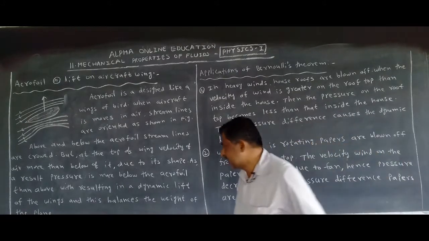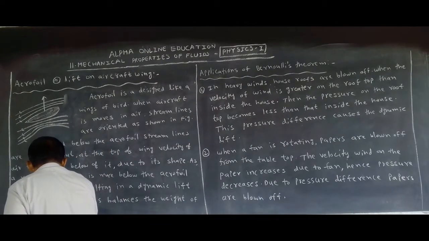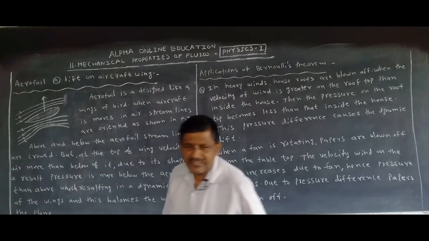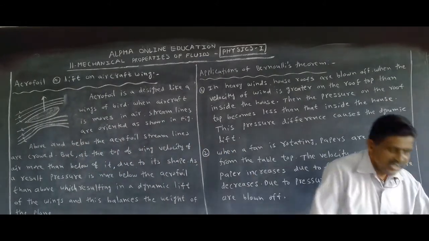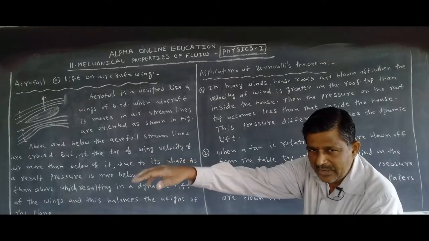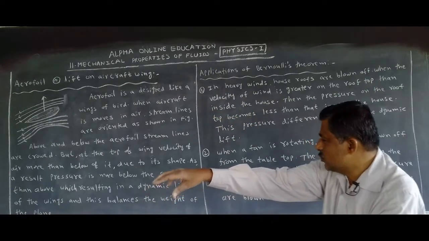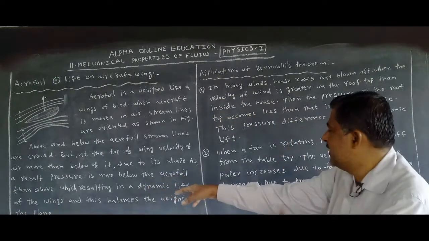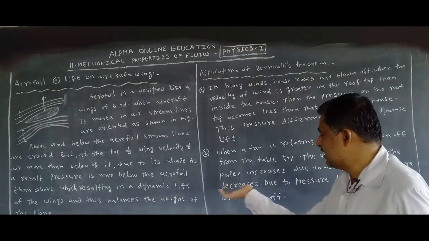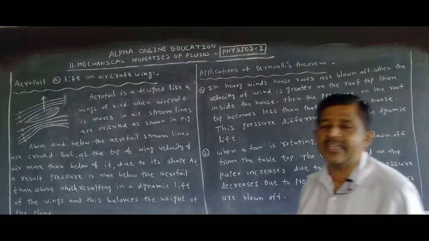Which results in dynamic lift. Above the wing the velocity is more, below the wing the velocity is less. So below, the pressure is more, and above, the pressure is less. This results in the dynamic lift of the wings, and this balances the weight of the plane.